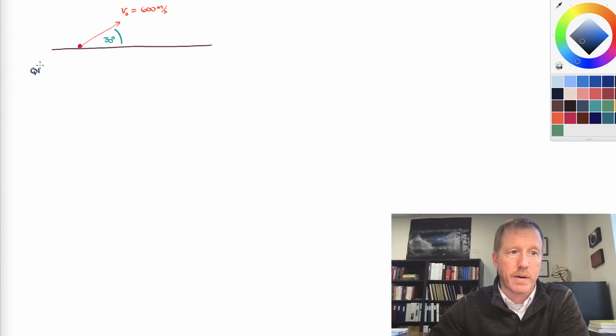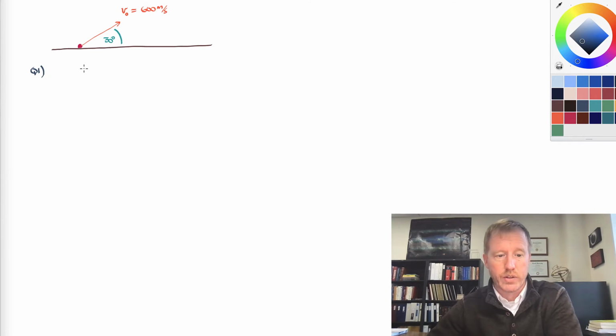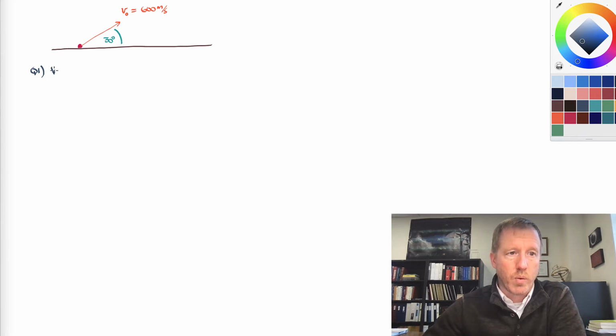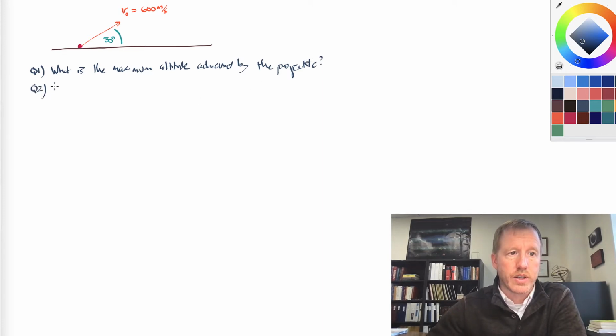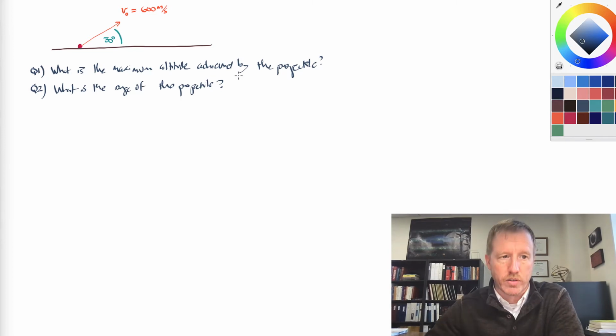And you might start trying to think about how you might answer these as I'm writing out these questions. So the first question is, what is the maximum altitude that this bullet achieves? What is the maximum height that it gets to before it turns around and comes back down? And the second question is, what is the range of this projectile? How far horizontally does it get before it strikes the ground?